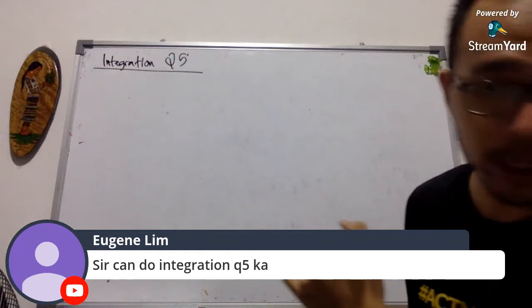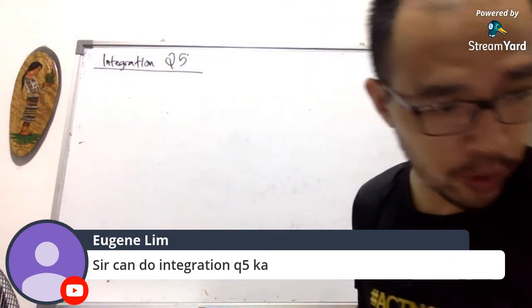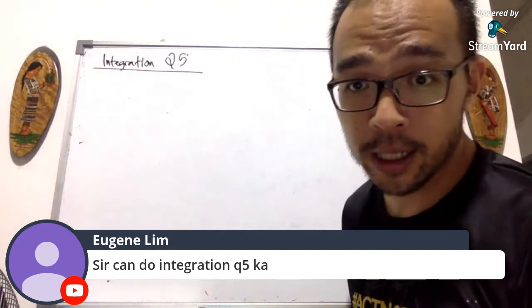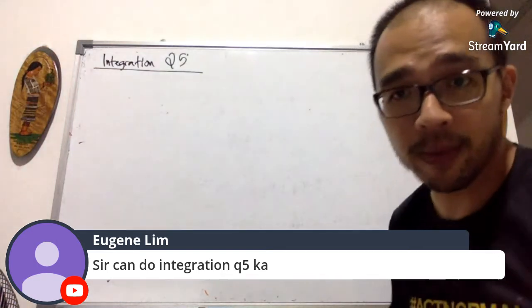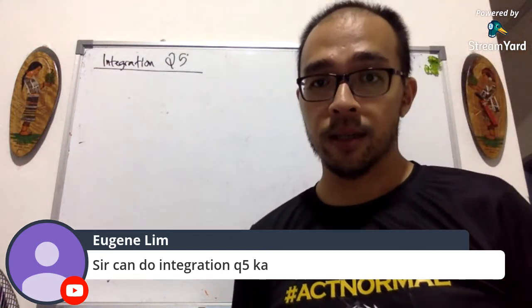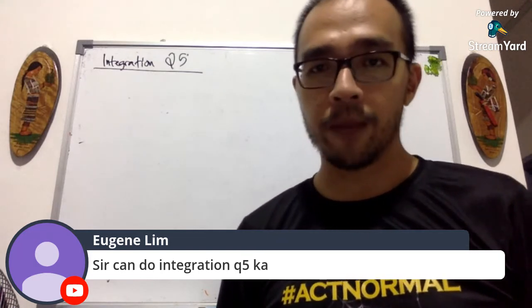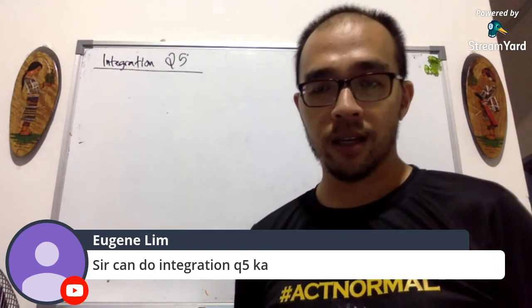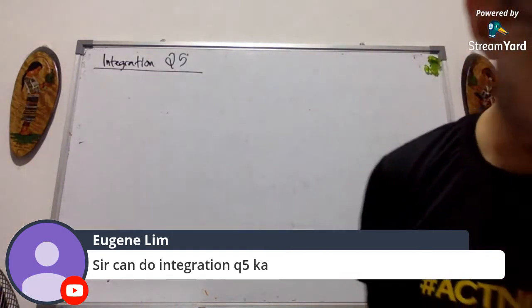A and B should be okay already. A and B should be okay. So you want me to do C? I'm not really understanding, Eugene. You want me to answer question C or just A and B only? Okay, fine, A and B.